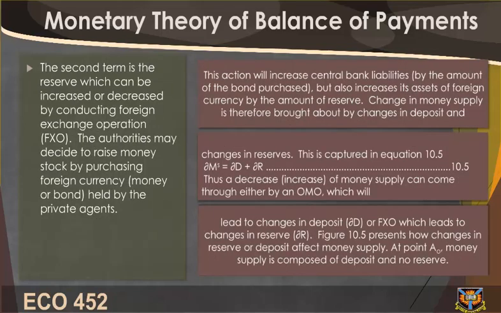The second term is the reserve, which can be increased or decreased by conducting foreign exchange operation, FXO. The authorities may decide to raise money stock by purchasing foreign currency, money or bond held by the private agent. This action will increase central bank liabilities by the amount of the bond purchased, but also increases its asset of foreign currency by the amount of reserve. Change in money supply is therefore brought about by changes in deposits and changes in reserves. This is captured in equation 10.5.